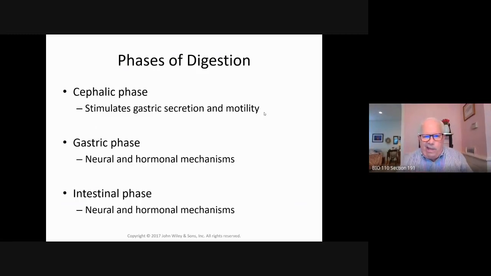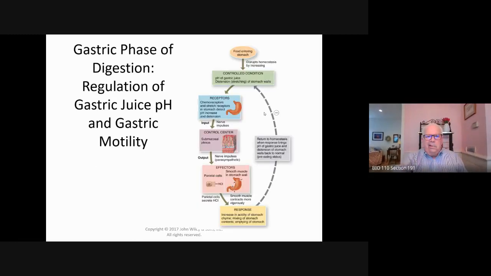The gastric phase is when you have food in your stomach. The intestinal phase is when you have food in your small and large intestines. Okay? So it can all work before you put food into your mouth. And that's what this slide really shows. Okay? It shows that everything works together. Everything works together. All right?